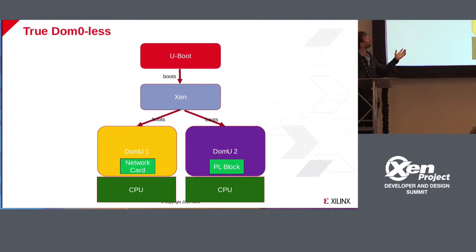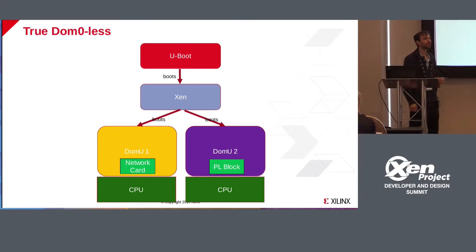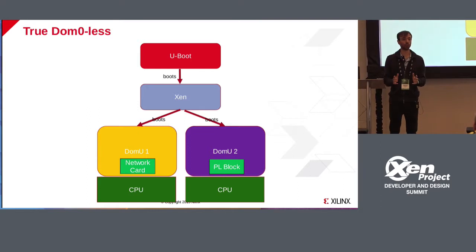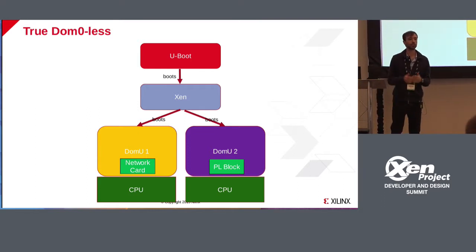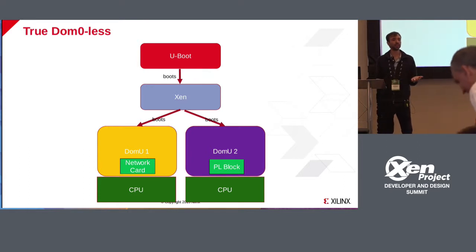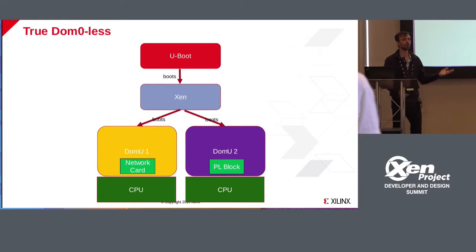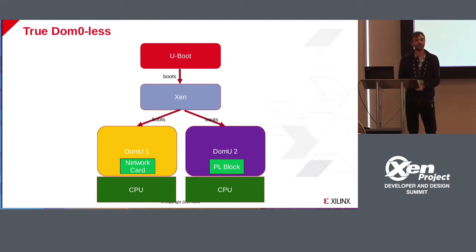And this also enables you to do true Dom0-less configuration. By true Dom0-less, I mean that Dom0 is actually not there at all. Note that today this is not implemented, but it will be trivial to implement, because already Dom0 plays no part in the boot sequence of yellow and purple. It's just that there is no way to ask Xen, please don't start Dom0. Xen will insist on starting Dom0, and if it's not there, it's going to stop and complain.